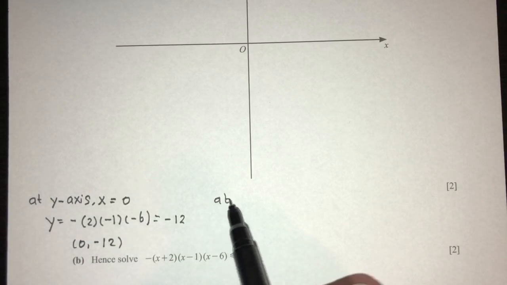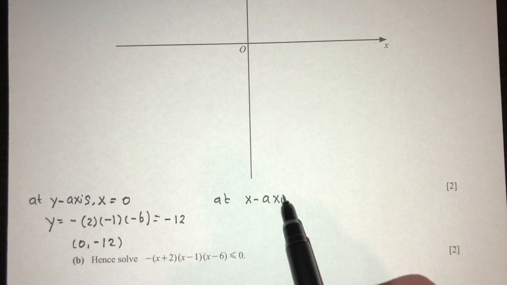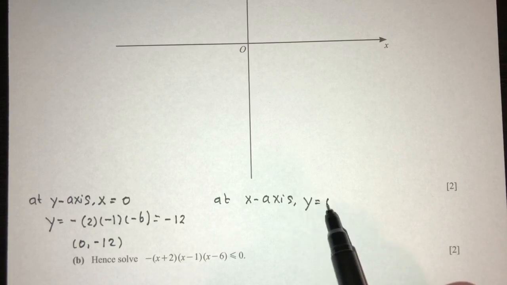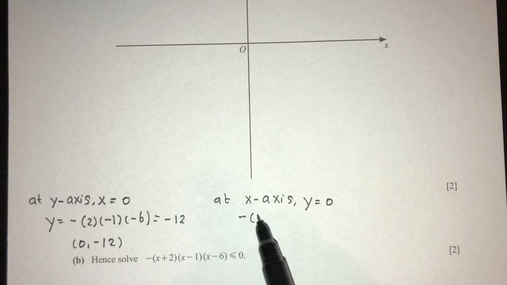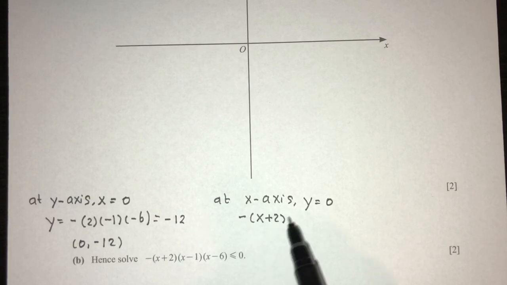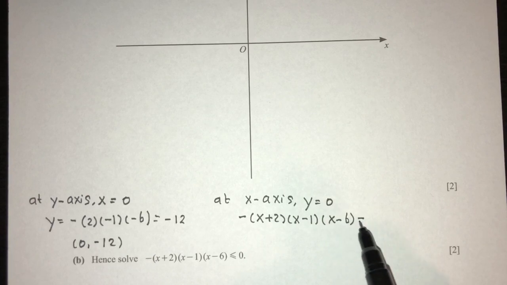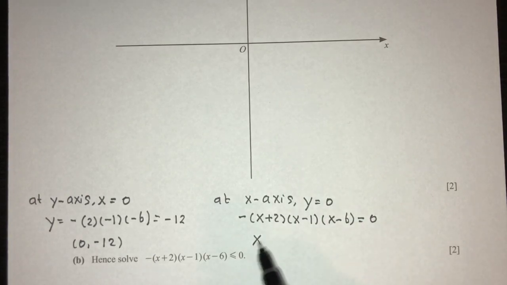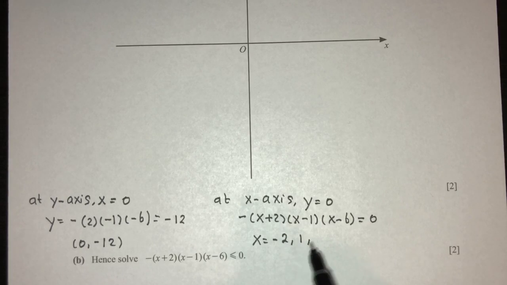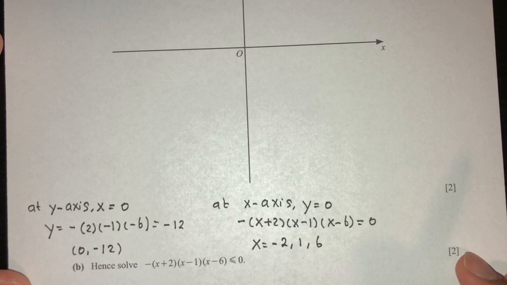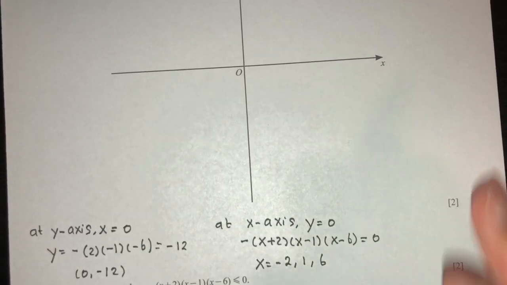Now let's see at the x-axis, what do we have? Y is equal to 0. So let's find the corresponding values of x. So we have minus x plus 2 times x minus 1 times x minus 6 is equal to 0. So x is equal to -2, 1, and 6. So here we have 3 points on the x-axis. Now let's first note down those 3 points.